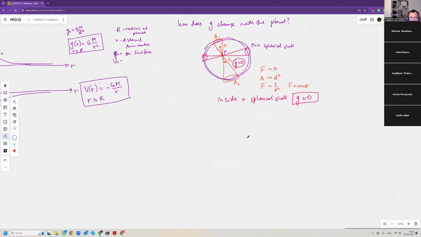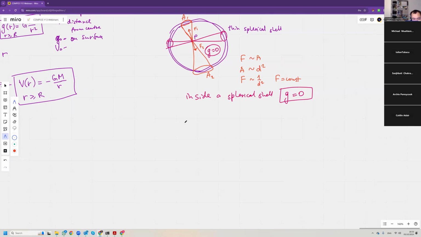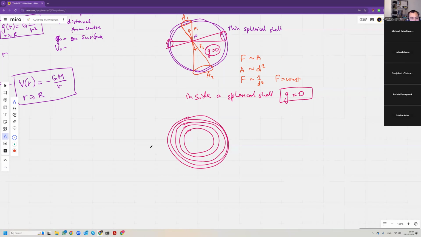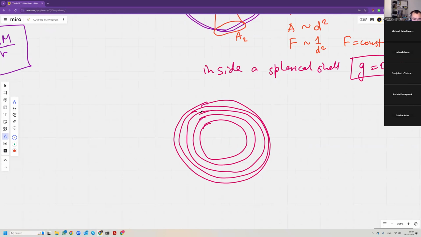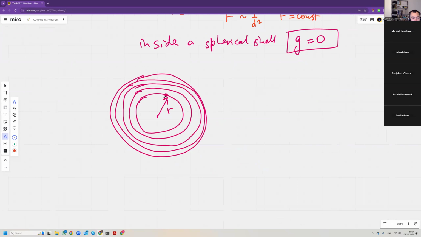But what if you're in a planet of uniform density, which is not a hollow sphere? We can split it into shells. So let's say you are standing here, a distance r from the center. The gravitational field of all the shells that are outside this dotted line will be 0.